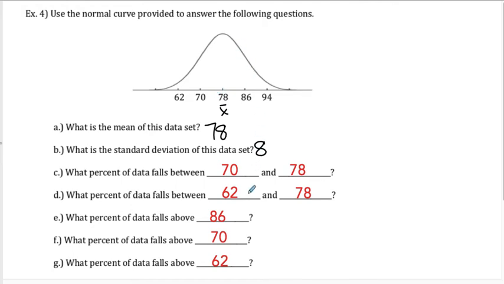So if I'm going to answer these questions, we'd want to label our curve. Go ahead and hit pause and label these percentages. Hit play when you're ready.